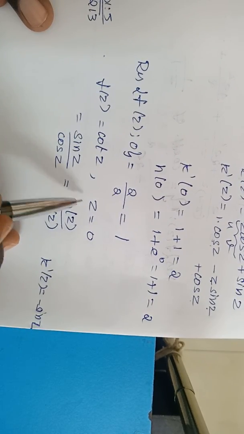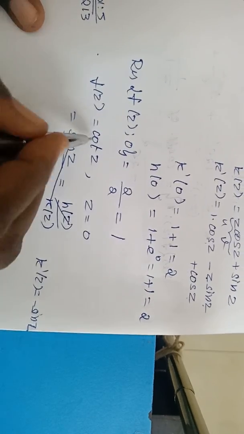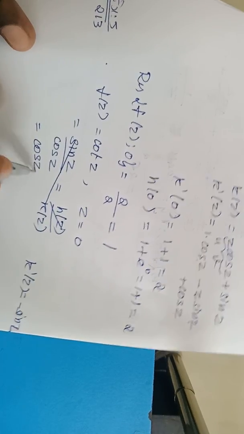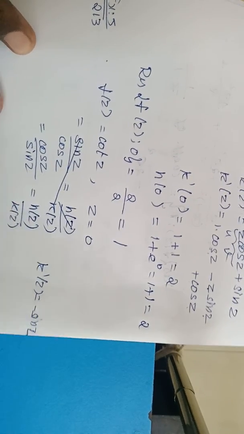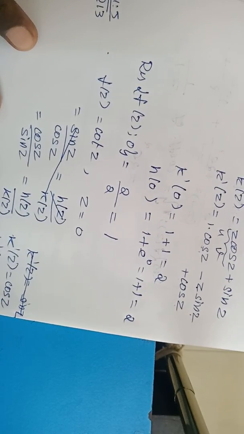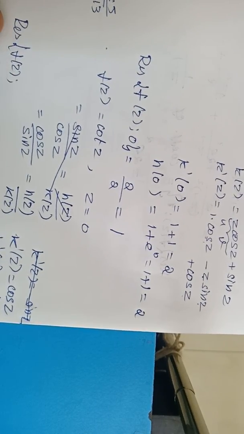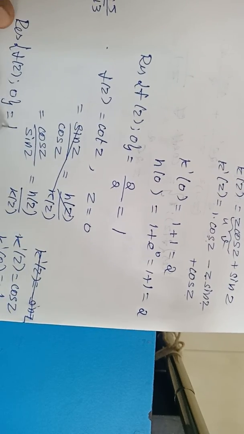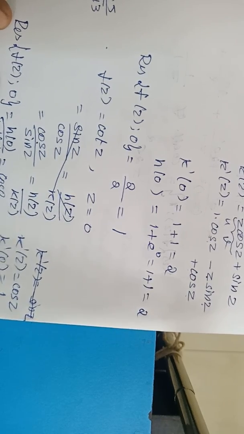We are asked to find the residue at the point... it is cot, not tan. So it is cos z by sin z. The numerator is h of z, the denominator is k of z. So k dash of z becomes cos z. k dash of 0 is 1. So what will be the residue? Residue of f of z at the point 0 will be h of 0 by k dash of 0. h of 0, the numerator, is cos 0. k dash of 0 is also cos 0. 1 by 1. The answer is 1.